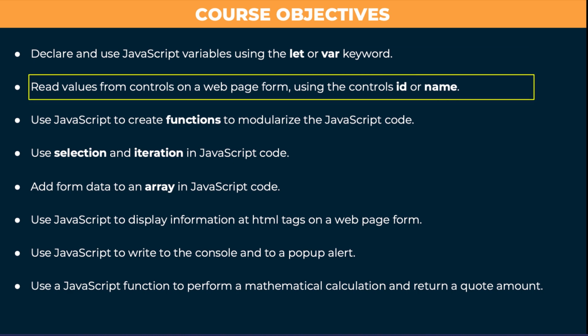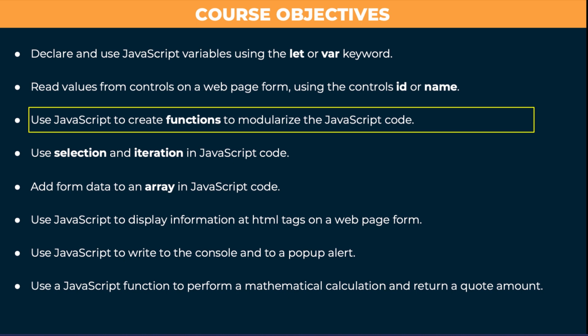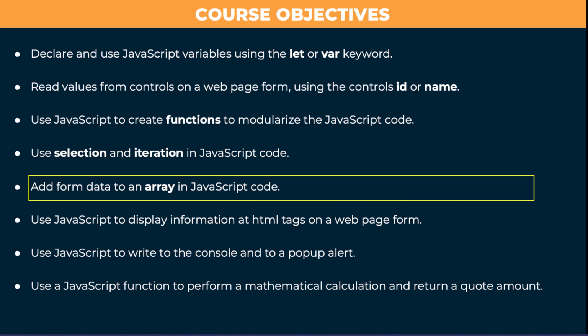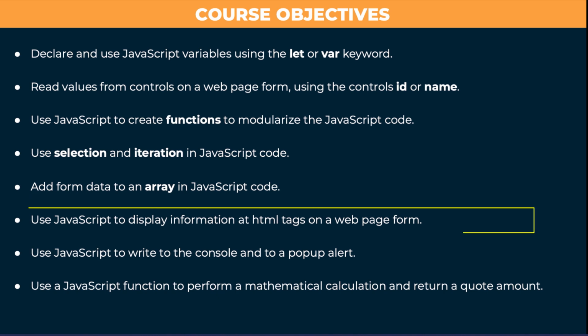We will then read values from a web page form using the control's ID or name. We use JavaScript to create functions so that we can modularize the JavaScript code rather than having it all in one chunk. We will use selection and iteration in JavaScript. We will add the data to an array, and we will use JavaScript to display information at particular HTML tags on a web page form.